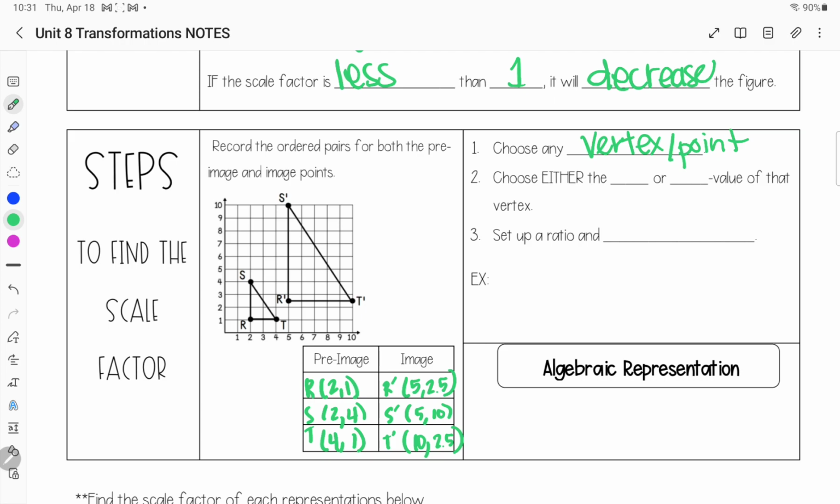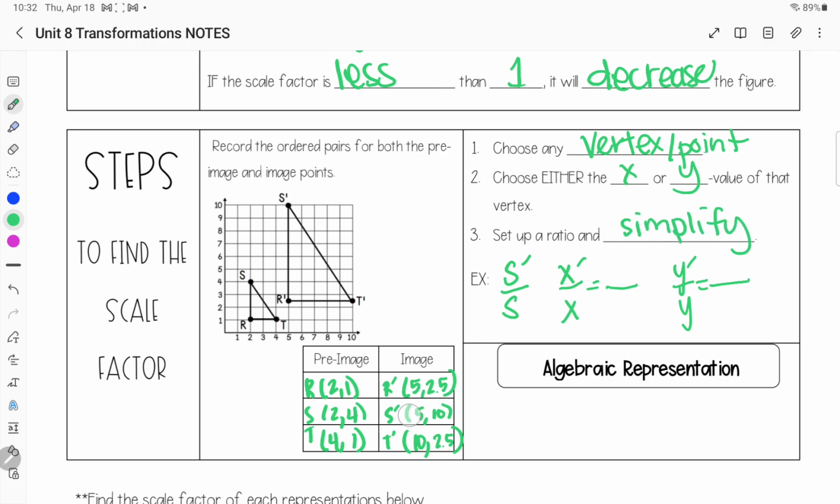Then you're going to choose either the x or the y value. It does not matter which one you choose. So I'm just going to choose s. So I want to do s prime over s. And out of my s, it does not matter. I'm going to show you that it won't matter. I'm going to show you x prime over x, and then I'll show you y prime over y. And you'll see that we're still going to get the same answer. So that's why it doesn't matter whether you pick x or y, because we had to multiply both of them by the same thing. Then we're going to set up a ratio and simplify.